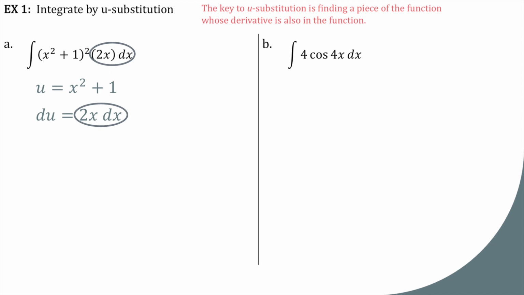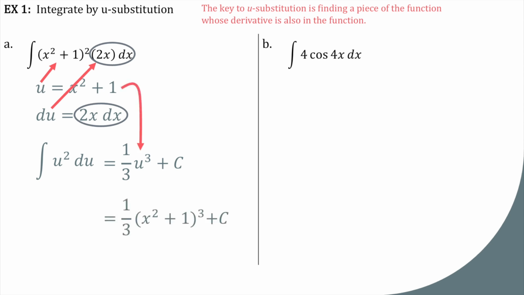And then check this out. Du literally is the same thing as 2x dx. And u is the same thing as x squared plus 1. So we can just rewrite this whole thing. We'll plug in u instead of x squared plus 1, and we'll plug in du instead of 2x dx. And now we have a new function. This looks much easier to integrate. Add 1 and divide by it, you get 1/3 u cubed plus c, and then put your u back in, and you're done. 1/3 x squared plus 1 cubed plus c.